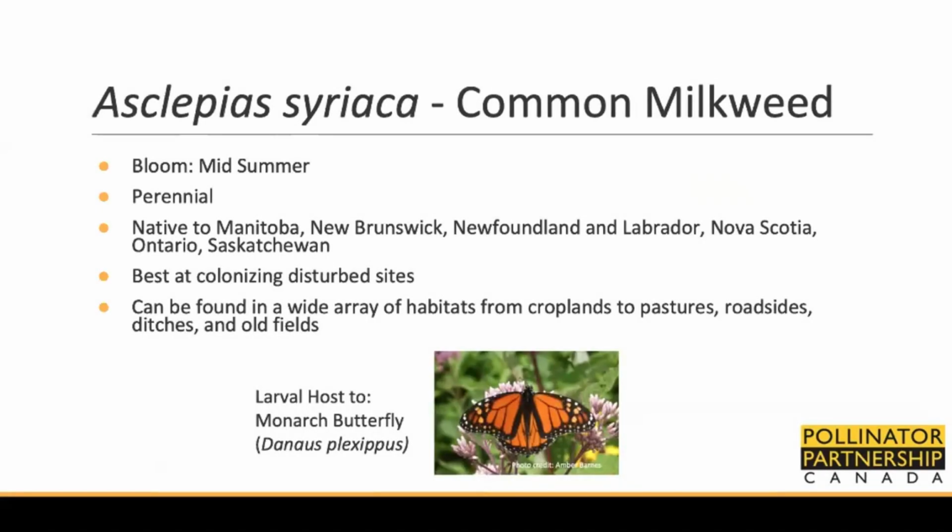Next up, we've got one that most learners are already likely familiar with: common milkweed. As we've learned in an earlier module, multiple milkweed species play a significant role as the larval host for monarchs, and they're also a great food source for a wide range of pollinators. Common milkweed is a midsummer blooming perennial that's native to much of Canada, and it does best at colonizing disturbed sites, but can be found in a wide array of habitats.